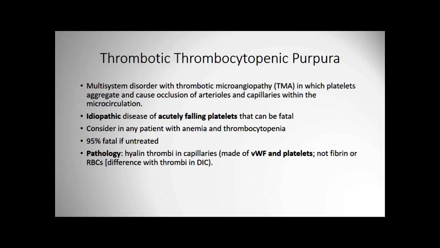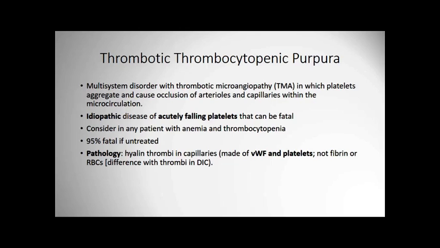Notice the description. It's an idiopathic disease of acutely falling platelets. You're going to see this in your patient. Patient starts at 100,000, 90,000, 80,000, 70,000, acutely falling platelets. Understand the description so you see later the patient in your vignettes. Any patient that has anemia and thrombocytopenia has to be in your differential. It is one of the don't-miss diagnoses in medicine, because it's 95% fatal if we don't recognize and treat the condition.